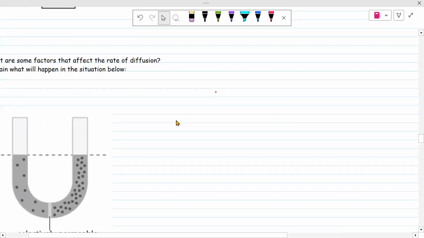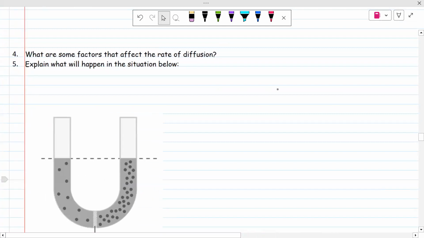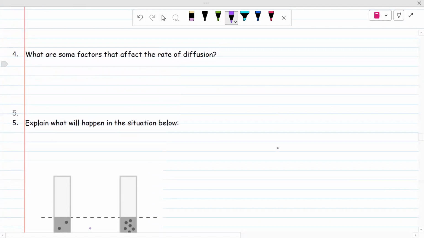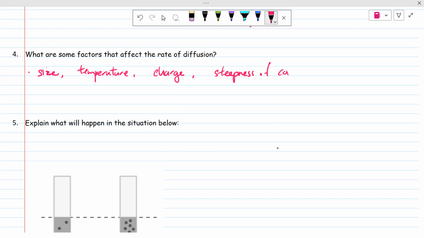What are some factors that affect the rate of diffusion? Anybody remember anything at all? Yes: size, temperature, charge, and the steepness of the concentration gradient. That's right.